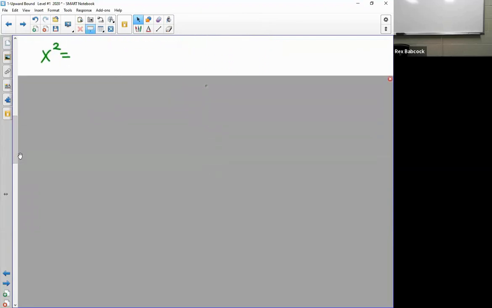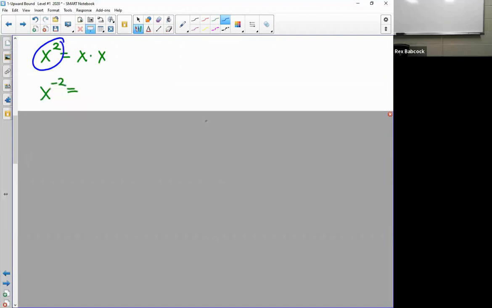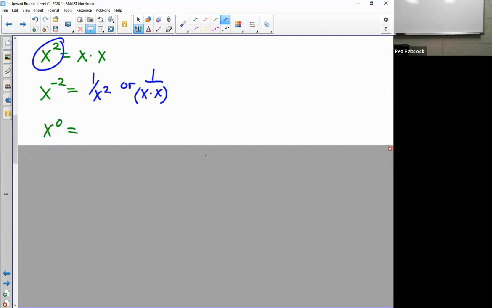X squared. That means x times x. And I'm glad we don't have to write it out longhand. I'm glad that we can just say x squared. X to the minus 2, what would that be? It'd be 1 over x squared, okay? Or 1 over x times x in parentheses. Works the same with variables. A little different, but close to the same.